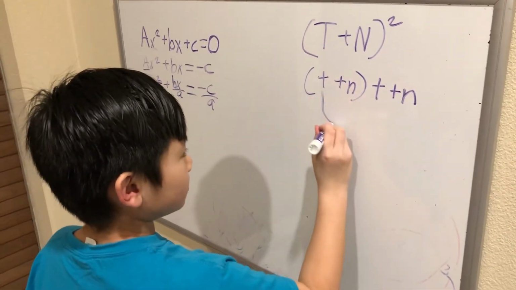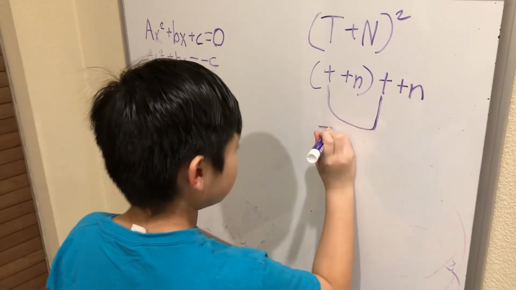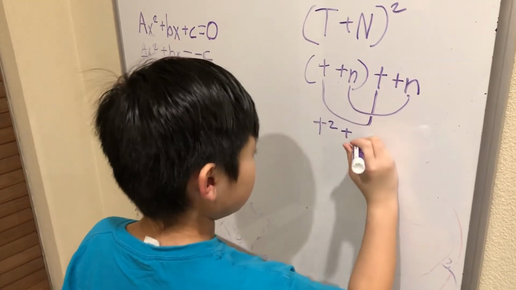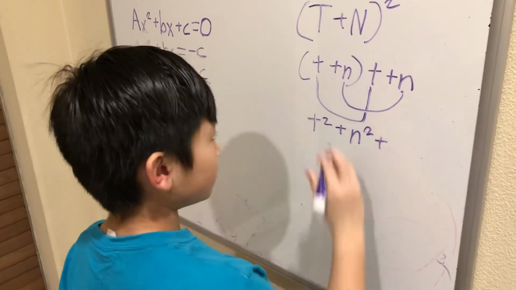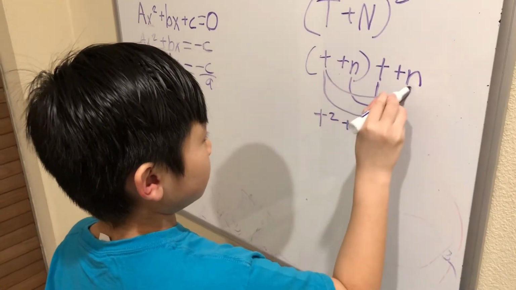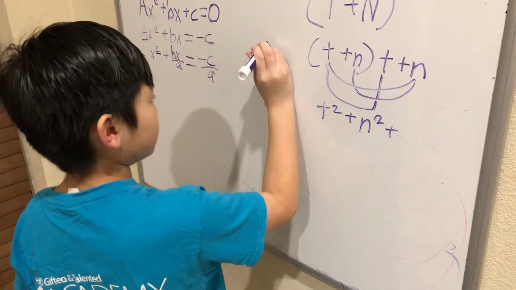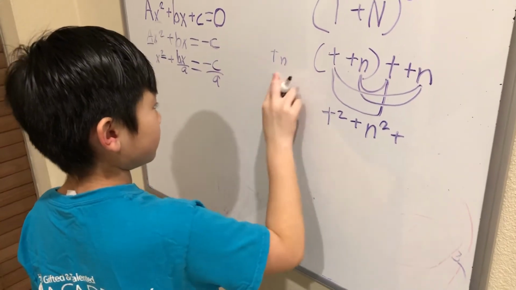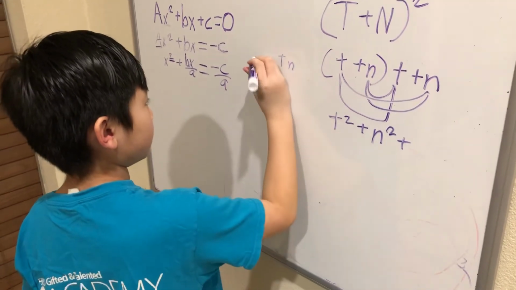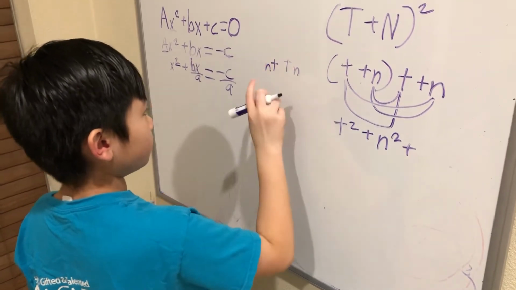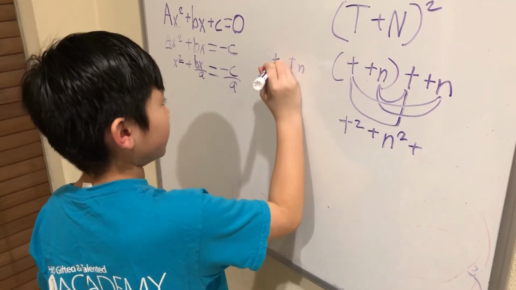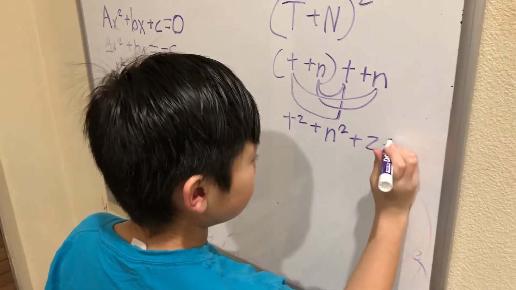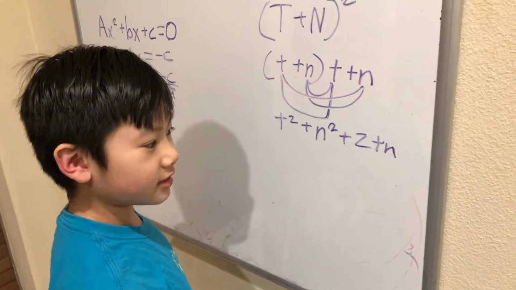So then we just get t squared, then n squared, and this t and this n make tn. This n and this t make nt. It's around the same line, so if you flip it, tn. tn plus tn is 2tn. That was obvious.